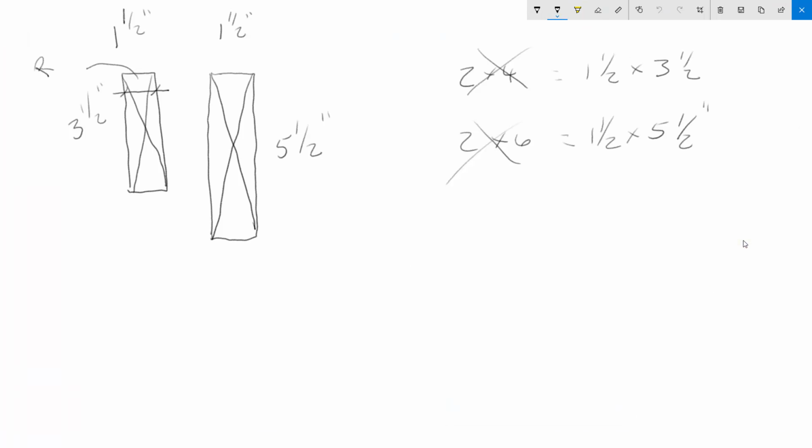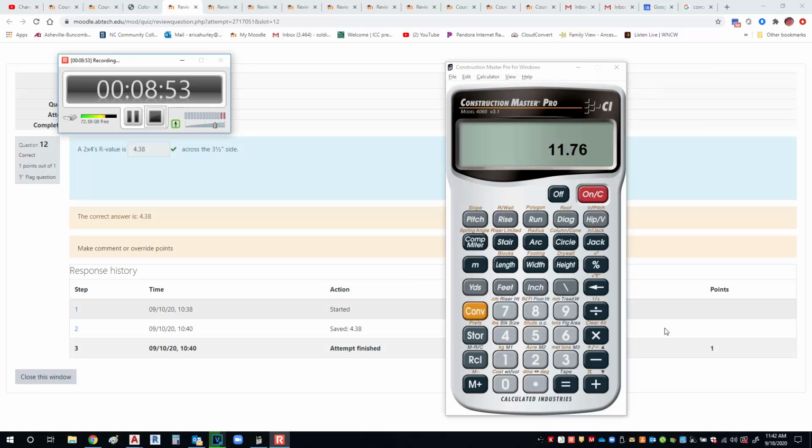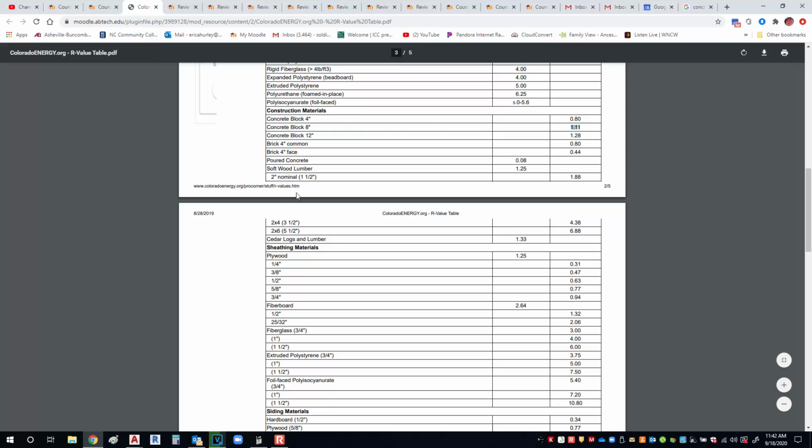All right, so I lied to you. I'm looking for the 3.5 inch side, all right? What is the R value there? 3.5 inch is equal to R... All right, so 3.5, 2x4, 3.5 inch is 4.38.